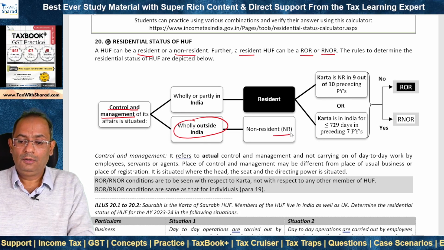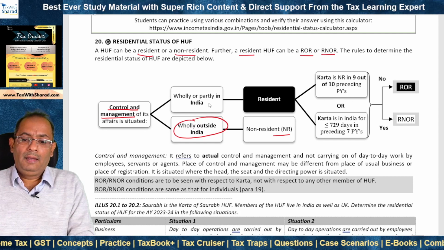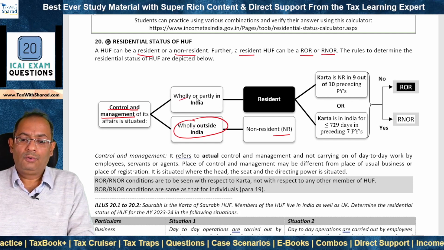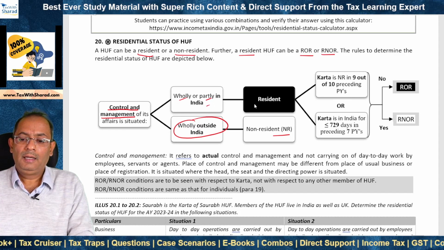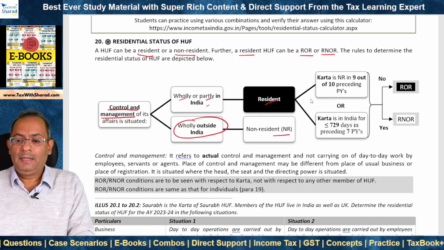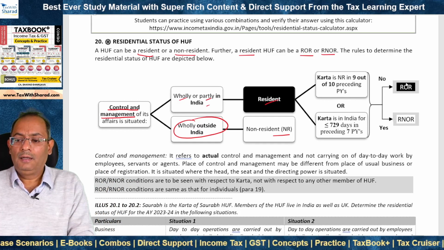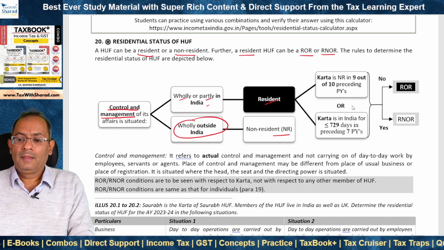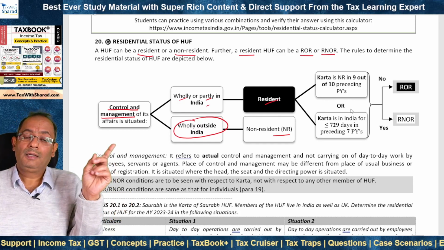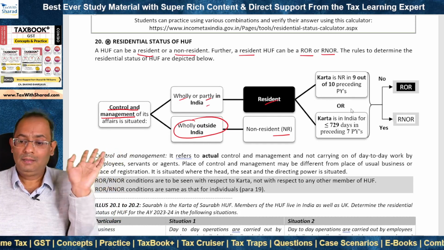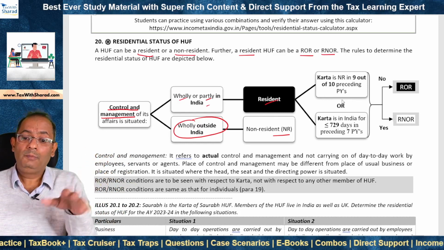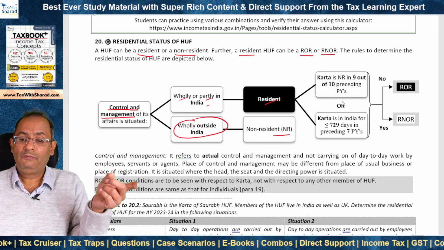If the control and management of its affairs is situated wholly outside India, wholly outside, then the HUF is a non-resident. Else, that means where the control and management is either wholly or partly situated in India, then the HUF is a resident. Once a HUF becomes a resident, then the HUF can be either a ROR or RNOR, and then we need to check the secondary stay conditions, which are the same as that we have discussed in the context of an individual.